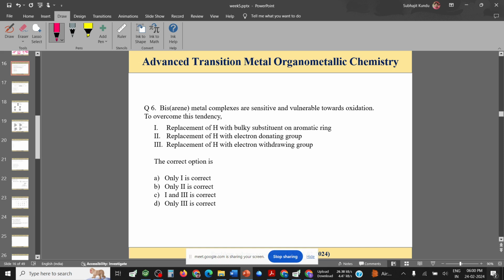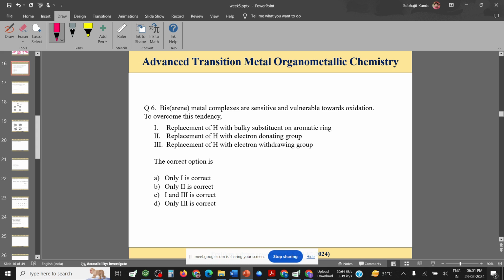This question is directly from the slide, and this is the discussion; there is no particular reason. It is seen that in the arene complexes, as we shared in the earlier question, this complex has a lower bond dissociation energy. That's why this complex is vulnerable, and the metal center is also electron rich. That's why it is also susceptible towards oxidation.